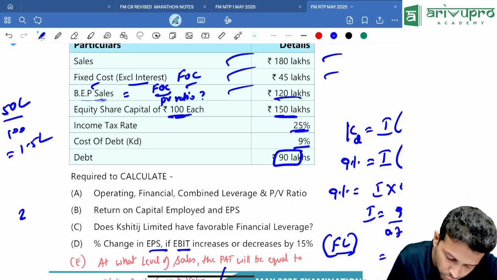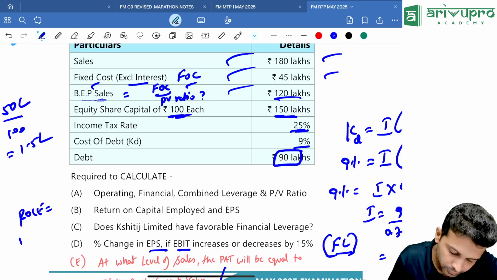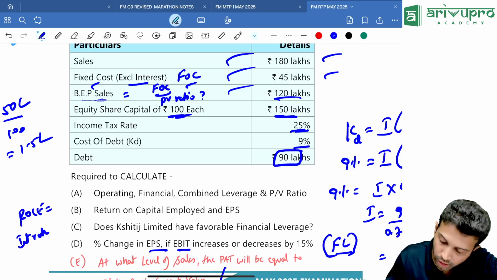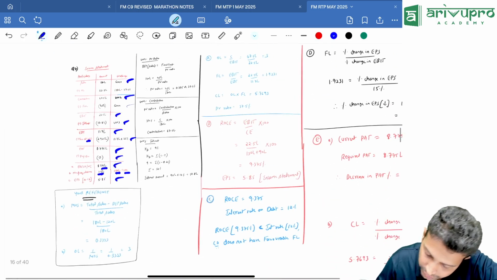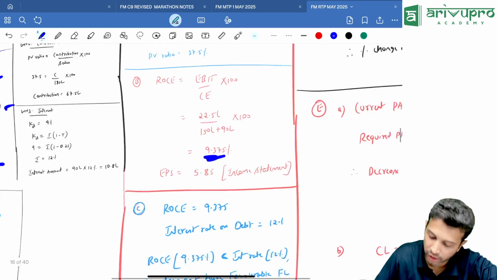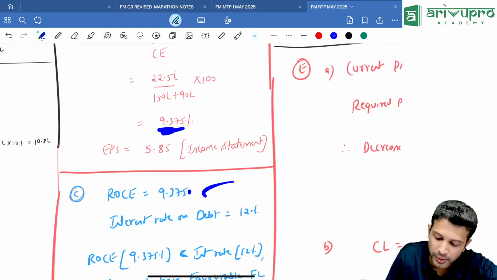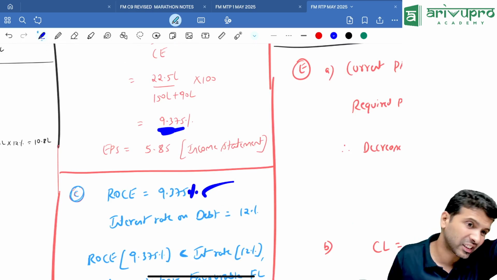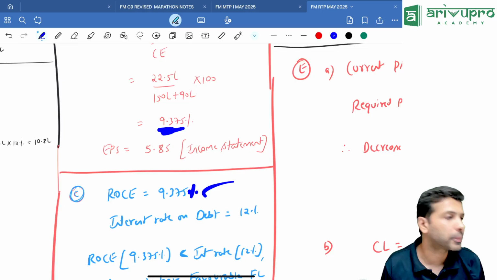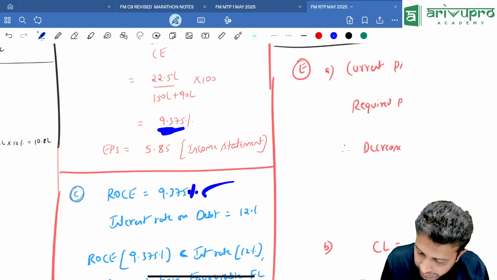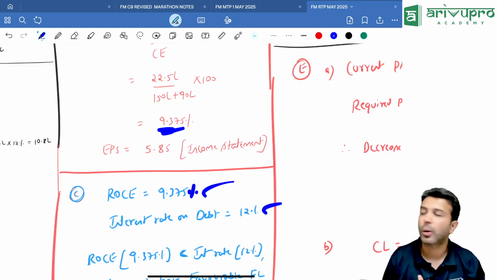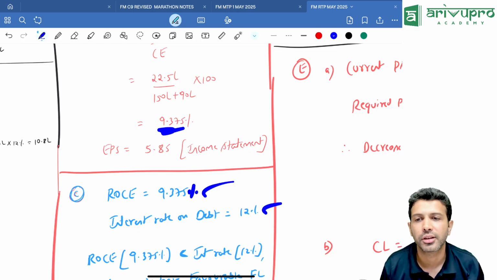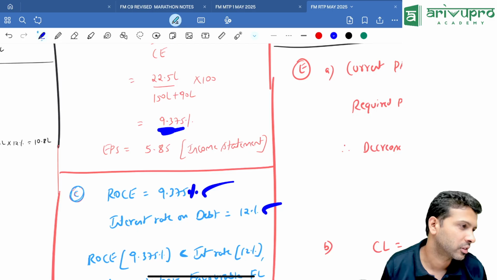Sir, how much is the ROCE you just now got? Tell me again. ROCE, just now we got it. You calculated ROCE and you got 9.375. Or here only, I'll write. ROCE is equal to 9.375%. Okay. Financial leverage measures financial risk. Sir, did you take a debt? Yes. On your debt, how much interest are you paying? 12%. Happy or sad face? Sad face.